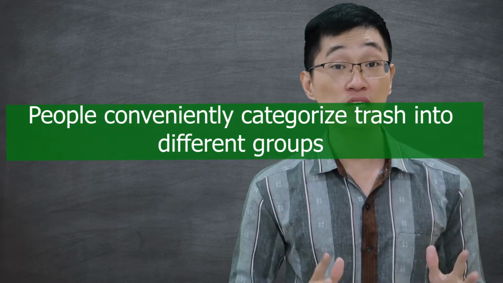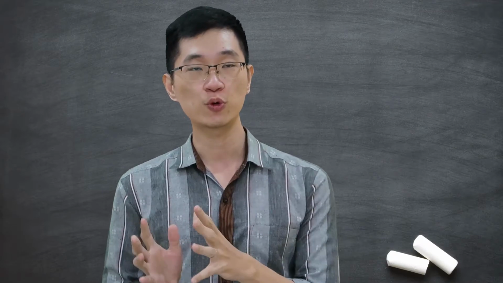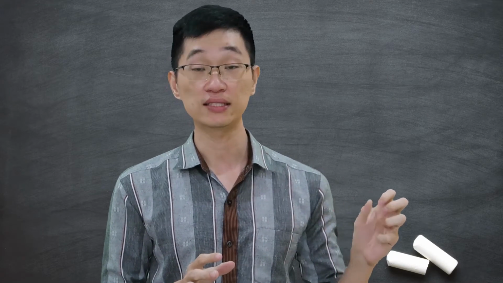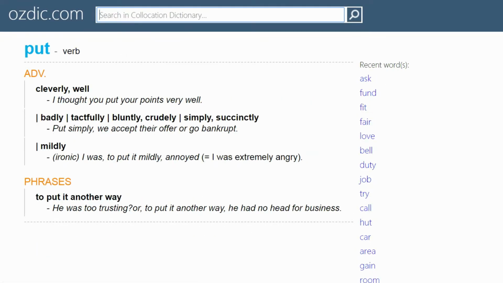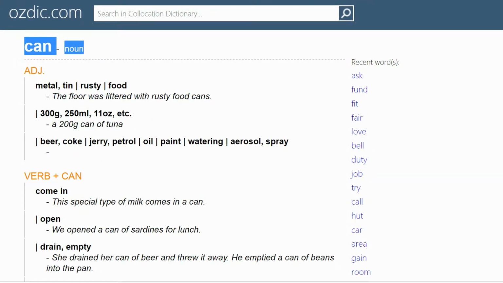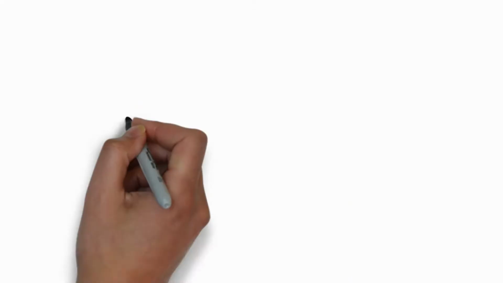Alright. Now let's try the second one. We have a second sentence: People put cans into a container. So again, first of all, I will try to find words that go with the word put. There are many, but I will try to use the word simply. Now, for the word cans, there are many things that can go with cans, but I would like to use the word empty because, well, it's used already, right? So I will use the word empty.